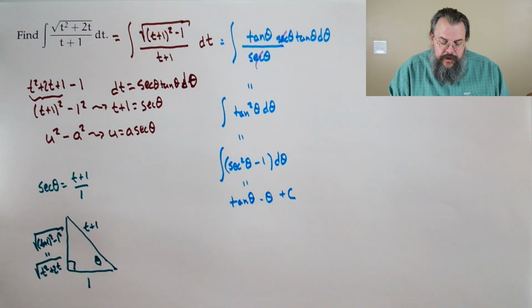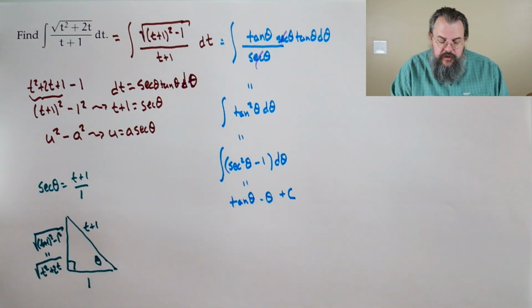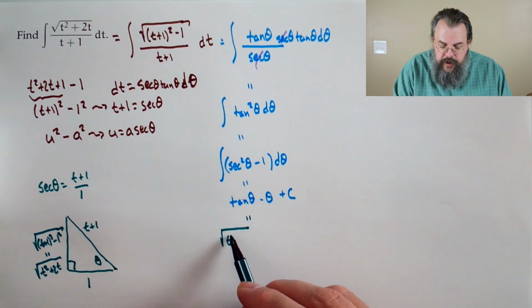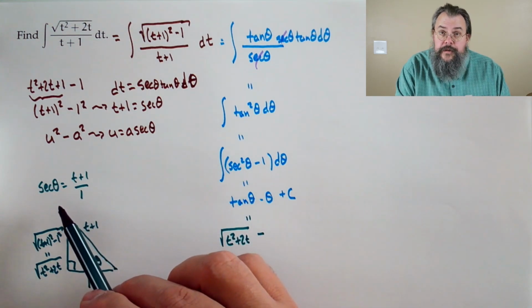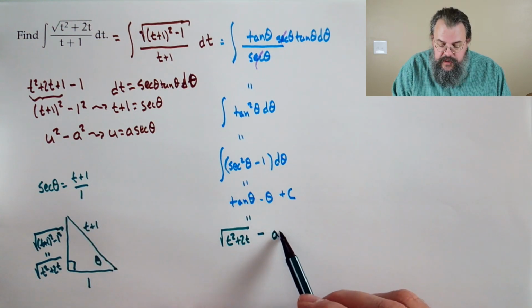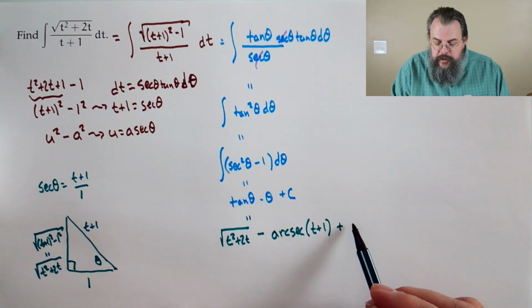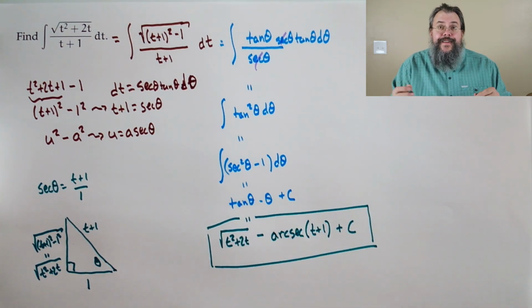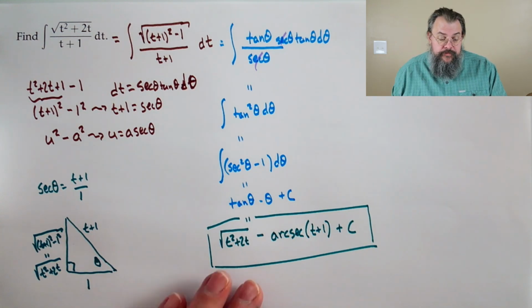All right, well, so we're pretty much done, right? We just need to find, well, what's tangent? Tangent is opposite over adjacent. So that would be the square root of t squared plus 2t, minus theta. Well, take arcsecant, so arcsecant of t plus 1, and then plus c. And we're done. Nice! What a fun problem. Good stuff.